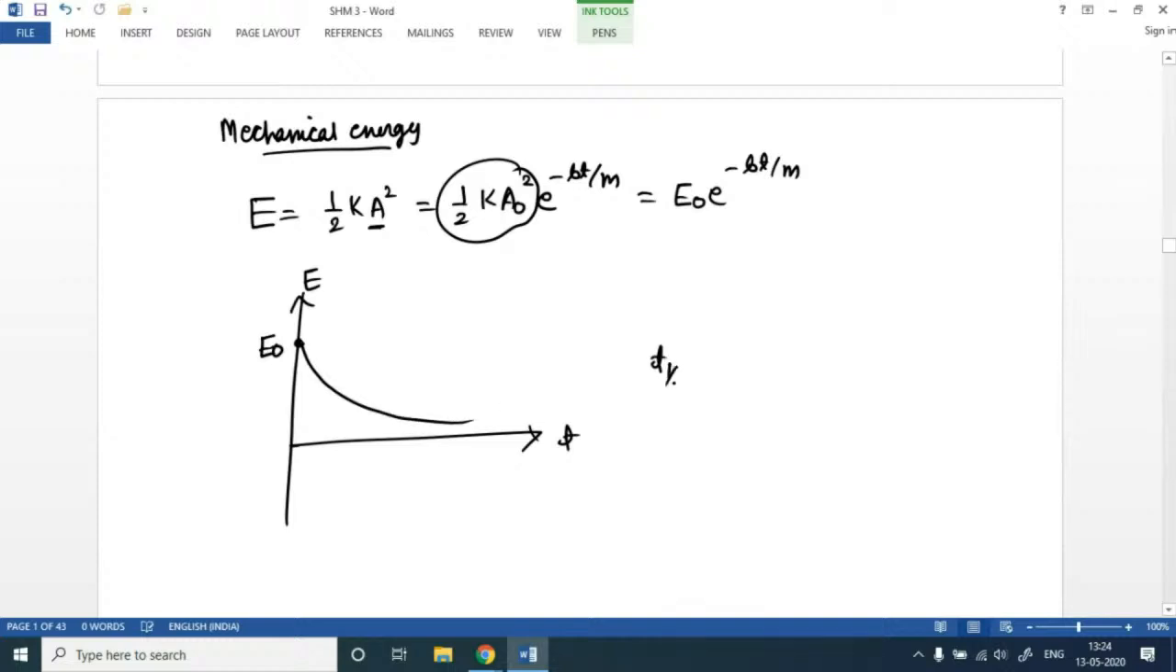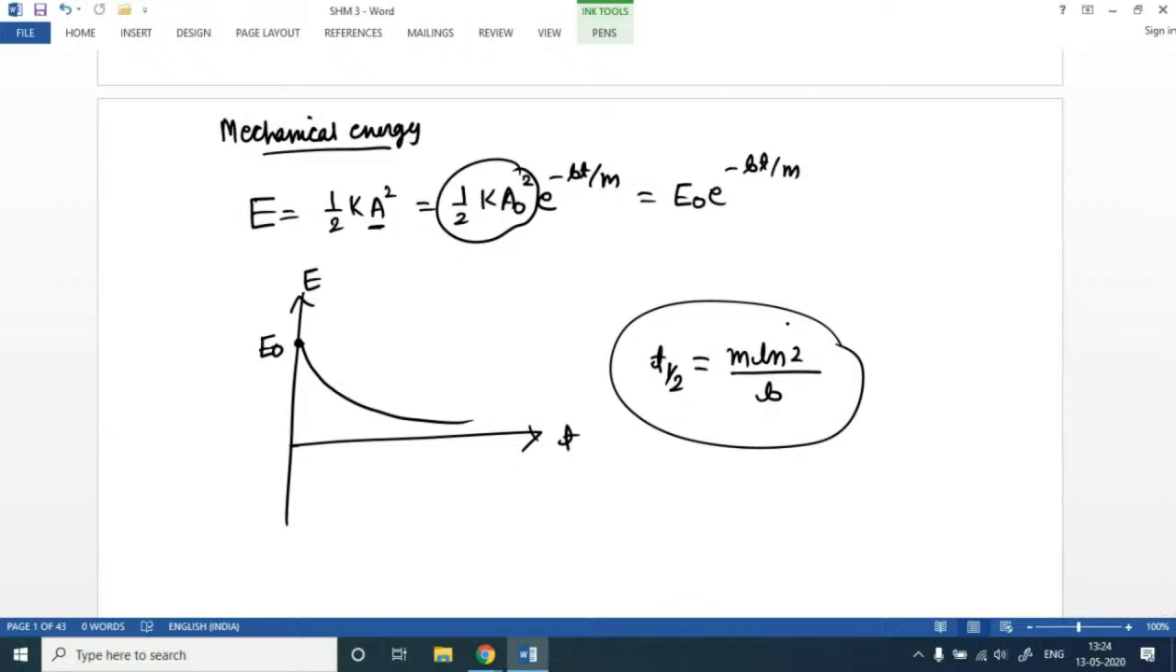And for t half of this, that is, after how much time the energy of SHM will become half of its initial value, you should realize it is ln 2 upon the coefficient of t, which is b upon m over here. So that would be the t half for the energy term. Please notice that t half for the energy term and t half for the amplitude term are not the same.